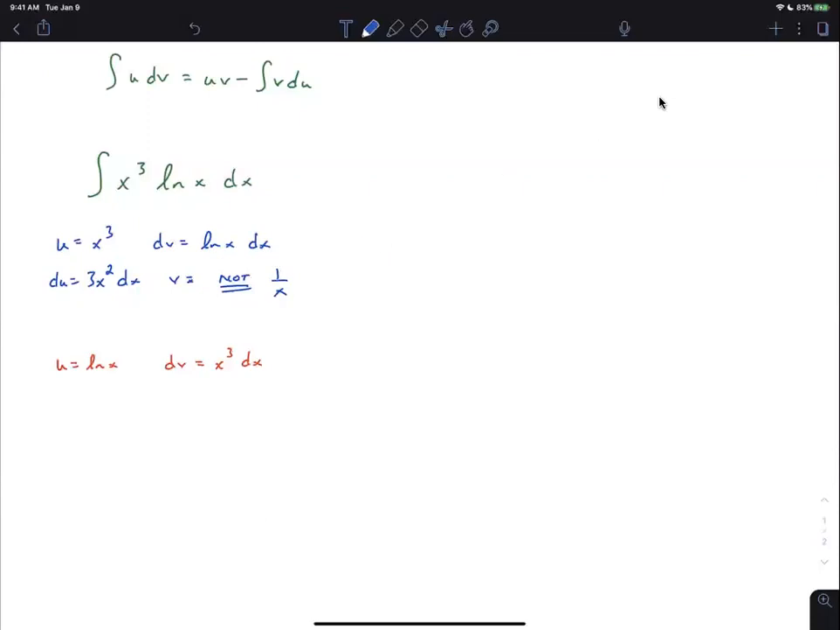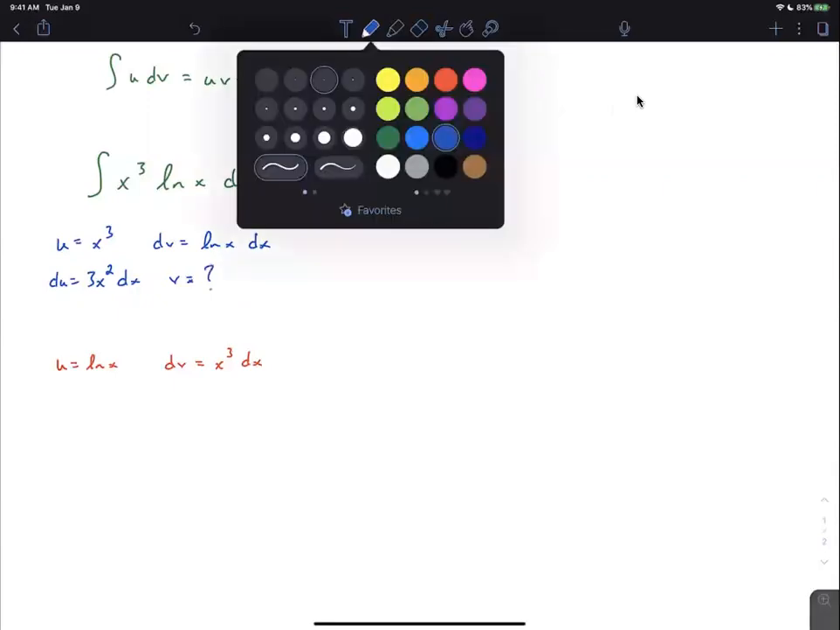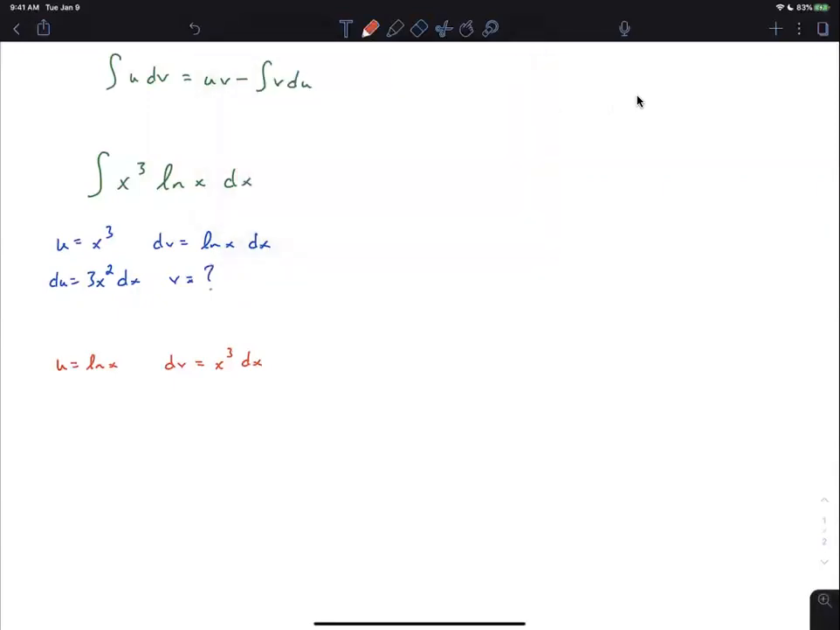We don't. So we know the derivative of natural log x is 1 over x. We actually don't have this. And so that is not a good setup because we don't know how to do it. And we're going to see why the other one is a good setup. But if we do it down here, if we say u is natural log x, now du is 1 over x dx. And v is 1/4 x to the 4th. Does that make sense to everybody?